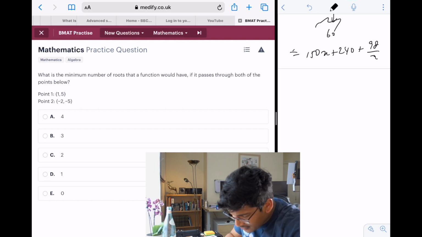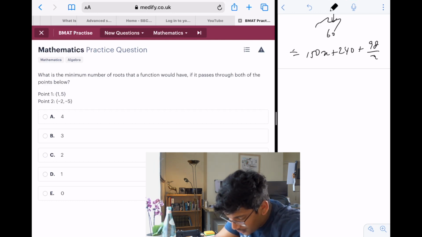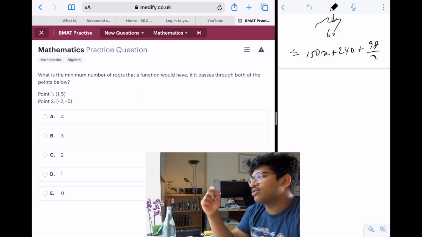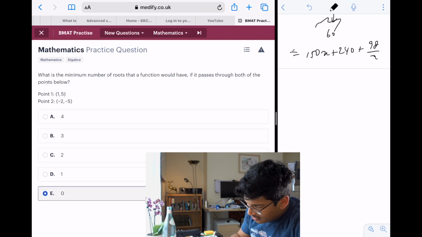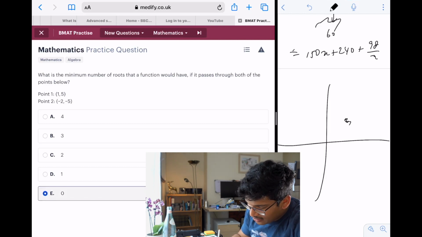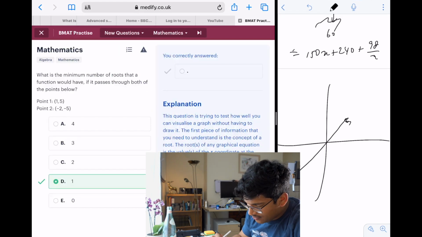What's the minimum number of roots that a function would have if it passes through both of the points below? The minimum number of roots that a function would have. Okay, so a root is when you cross the x-axis. So I think it's just got to be 1, right? Because if you draw a quadrant here, 1, 5 will be up here, minus 2 minus 5 will be here. So technically it just crosses once. And so the answer would be 1 root. Great. Nice.